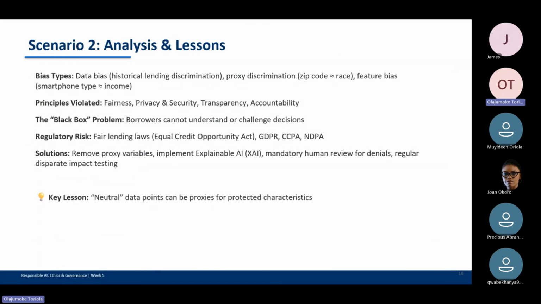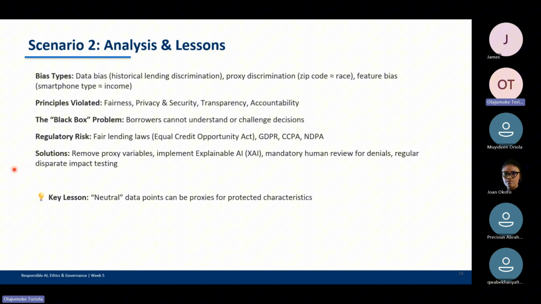The next thing is the bias tab. There is data bias, that is historical learning discrimination, rightly said by Muhyiddin. Proxy discrimination: zip code can tell you your race. Feature bias: smartphone type indirectly informs your income. So if I'm using a smartphone, that means I have money. Not necessarily, but that's the bias. They will think I have more money. Principles violated are fairness, privacy and security, transparency and accountability.